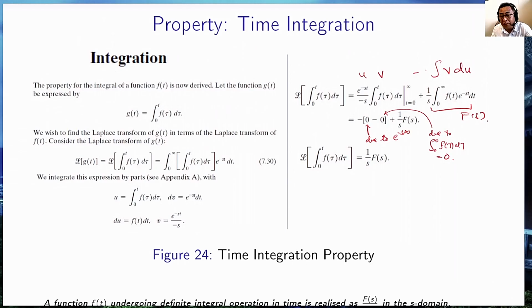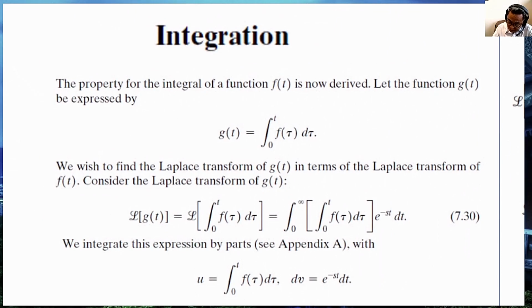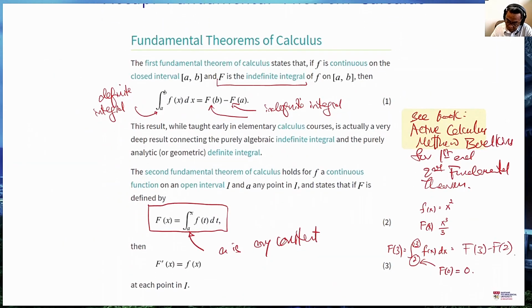This is the time integration property proof. We are given an expression that is the accumulation of f of tau from 0 to t equals g of t. Once you look at this, actually this is the fundamental theorem of calculus, one of them. In the next slide, we'll remind you what the fundamental theorem of calculus is.